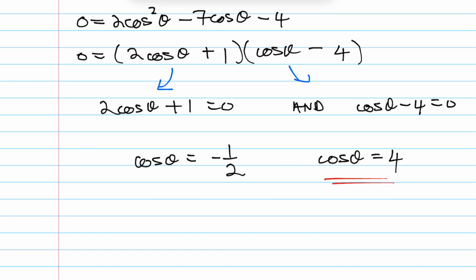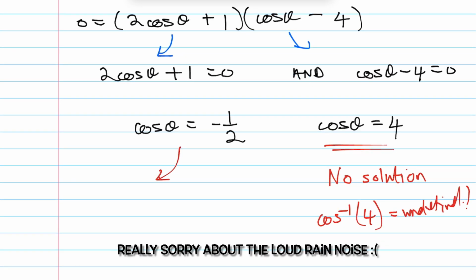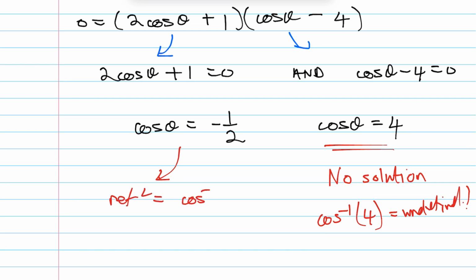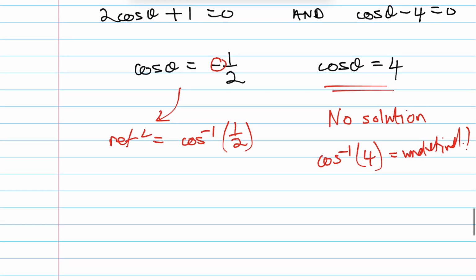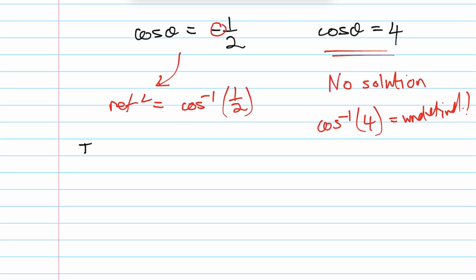This equation, unfortunately, when you try and find the general solution, you'll notice that you end up with no solution, because if you use inverse cos of 4, that will just be undefined. So we'll have to continue on this side. Our reference angle will be shift cos or inverse cos of a half. Remember not to include the negative sign, because you're going to use that to find the quadrants where cos is negative. Cos is negative in the second quadrant.